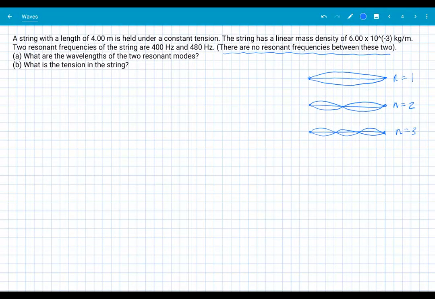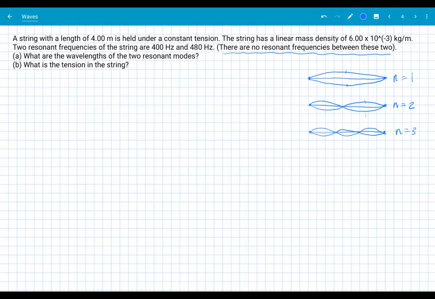Like the fundamental case has one antinode, and the n equals 2 case has two antinodes. Antinodes is, of course, the maximum displacement from the string. So this is your antinode here. And then the n equals 2 has two antinodes, right? One here, one there. The n equals 3 has three antinodes. But I also like to just describe them as loops. So n equals 1 is one loop, n equals 2 is 2, n equals 3 is 3.